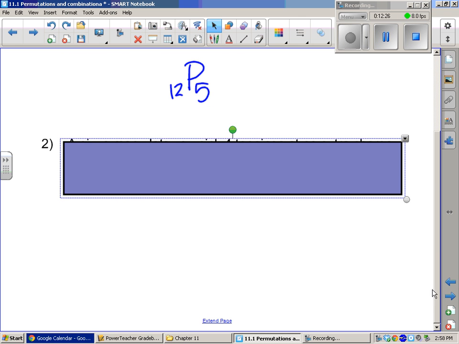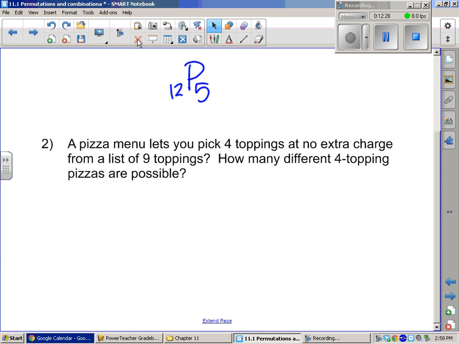Last one. A pizza menu lets you pick 4 toppings at no extra charge from a list of 9 toppings. How many different 4-topping pizzas are possible? Well, I don't care if my pepperoni goes on before my peppers. Ew. Who eats peppers? I really don't like peppers. I thought you did, so I was going to include them. No. I can pick them off as long as they're big chunks. Okay. All right, so really the order doesn't matter.